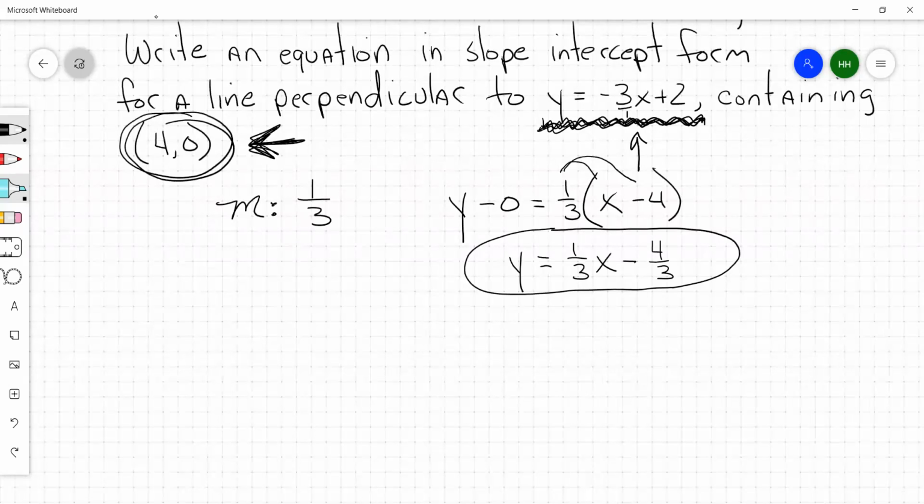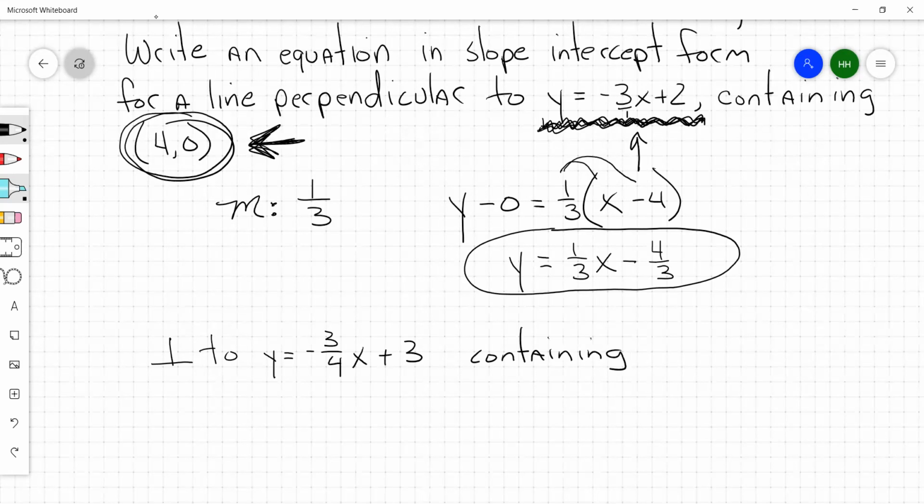I'm going to say perpendicular to y equals negative 3/4 x plus 3, containing (-3, 6). So we've got a point on the new line. We need the slope for the new line. What's the slope of the new line going to be? Good, 4/3.